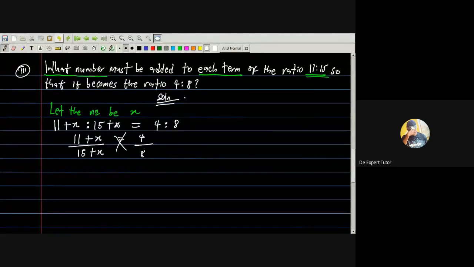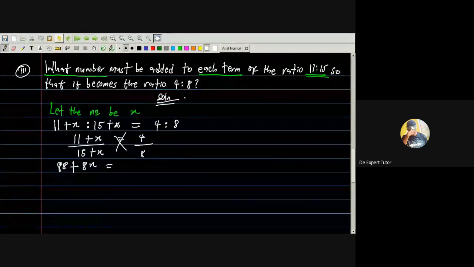Now, pay attention. If 8 multiplies the whole of this, what do you do? It's very simple. Just say 8 times 11, 88, plus 8 times x, 8x. Use 8 to multiply everything, equal to 4. We also multiply everything you have there.